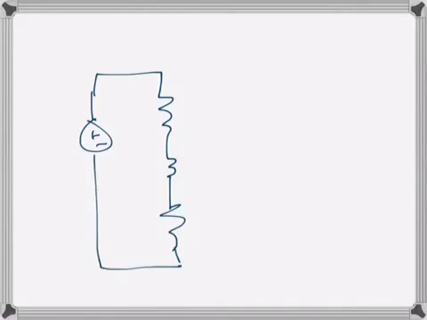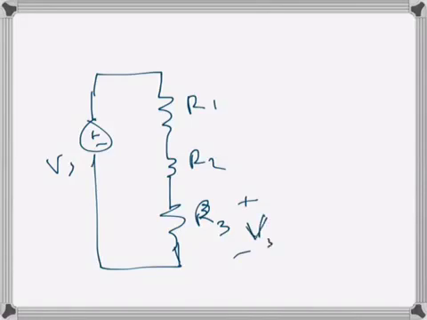So I have just given three resistances here. This is a voltage Vs, R1, R2, R3. We can see that this is a series arrangement of three resistances and a voltage source. Let's say we want to find the voltage drop across R3, which is V3.